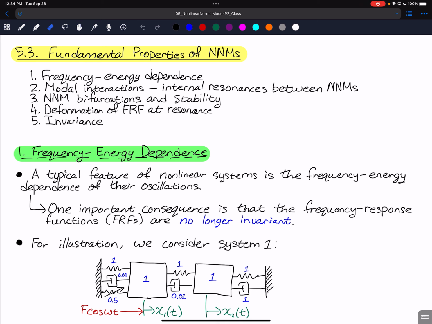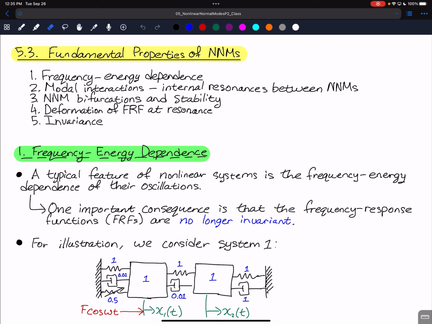We're considering Rosenberg's definition. First, they exhibit frequency energy dependence, meaning that their frequencies change with respect to the energy in the system. Second, modal interactions arise. These are internal resonances between different NNMs, and at the end of that second property, we'll give an extended definition that accounts for internal resonances.